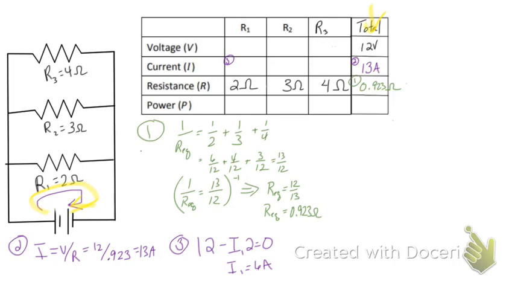So we're going to do that for each of the other paths. Here's path 2, and here's path 3. Okay? So we go 12 minus I2 times 3, and that will give us 4 amps. For the final one, we're going to go ahead and do 12 minus I3 times 4, and that will give us 3 amps. So let's go ahead and do a double check.